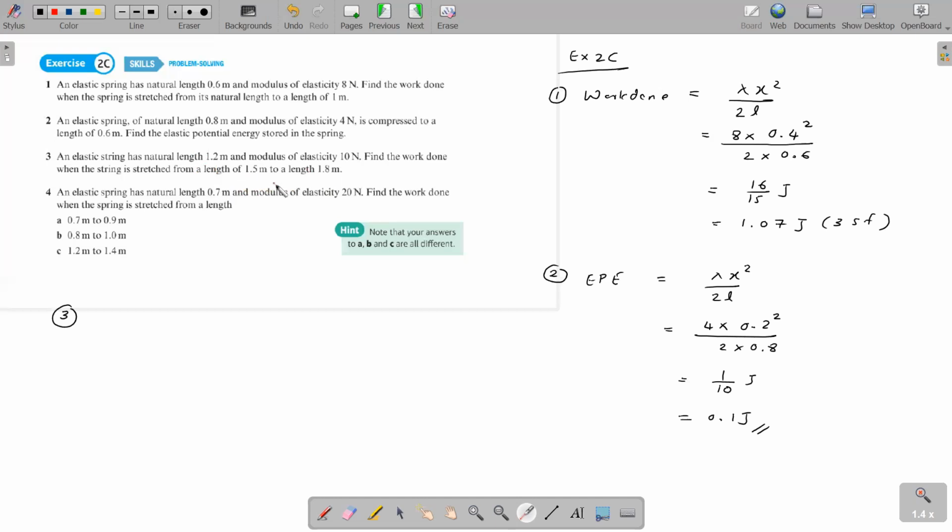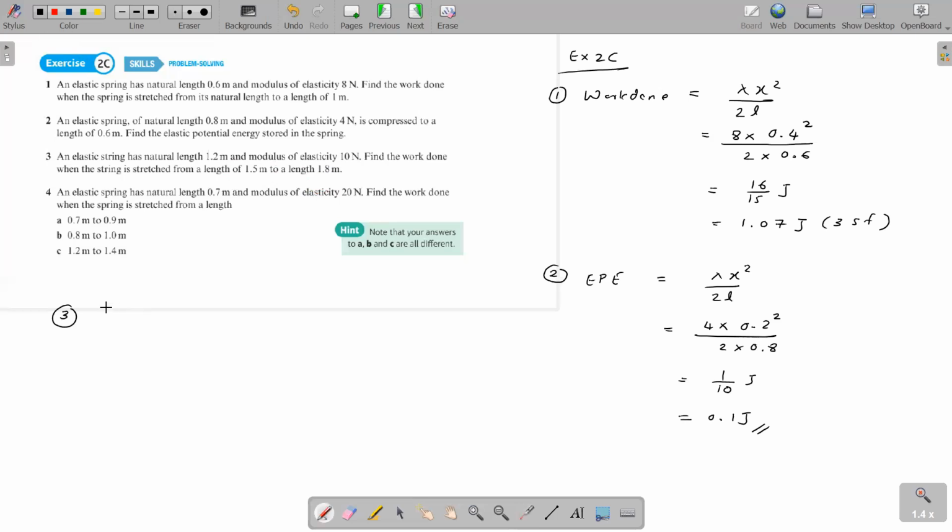So anyway, they want you to get the work done from 1.5 to 1.8, which means what do you need to do? You have to take the difference between the energies at those 2 points, isn't it? You have to get the difference between the energy at 1.5 and 1.8 because you can see natural length is 1.2. So the energy at 1.5 and 1.8, you need to deduct them. Which energy is higher? The 1.5 or the 1.8? Obviously 1.8, there's a higher extension, isn't it?